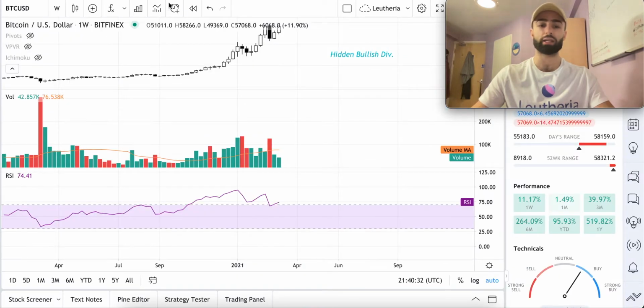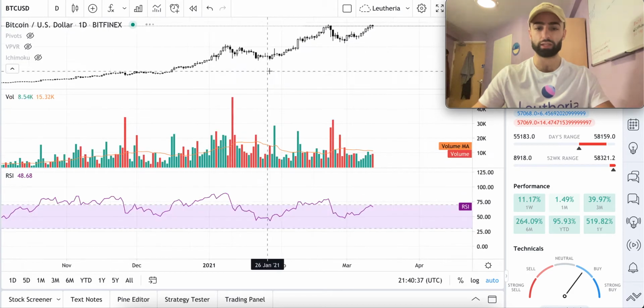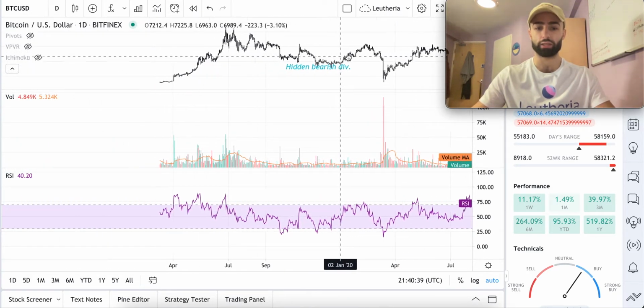So let's look at an example of a hidden bearish divergence. And I believe this is on the daily time frame. Yes, here we go.